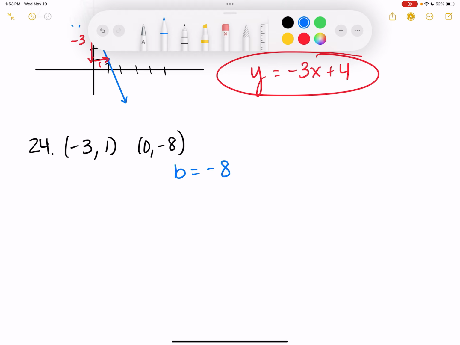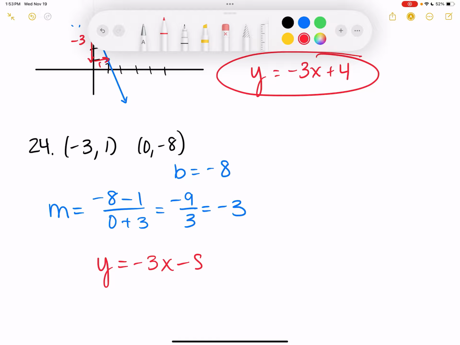But now I need to find my slope. So I'm going to use that slope formula to find my slope. I'm going to call this point 2, this is point 1. So I've got -8 minus 1 over 0 minus a negative, so that's going to be plus 3. So I get -9 over 3. Reduces down to -3. Yep. So then I can write my equation of my line. What would that be? y equals -3x minus 8.